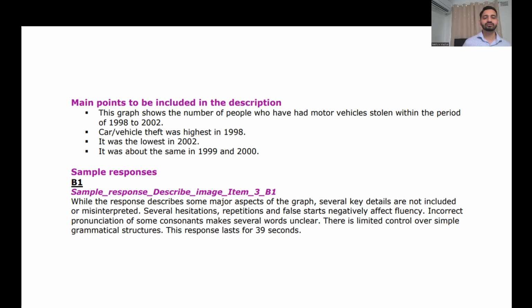B1: while the response describes some major aspects of the graph, several key details are not included or misinterpreted. Several hesitations, repetitions, and false starts negatively affect fluency. Incorrect pronunciation of some consonants makes several words unclear. There is limited control over simple grammatical structures. This response lasts for 39 seconds.